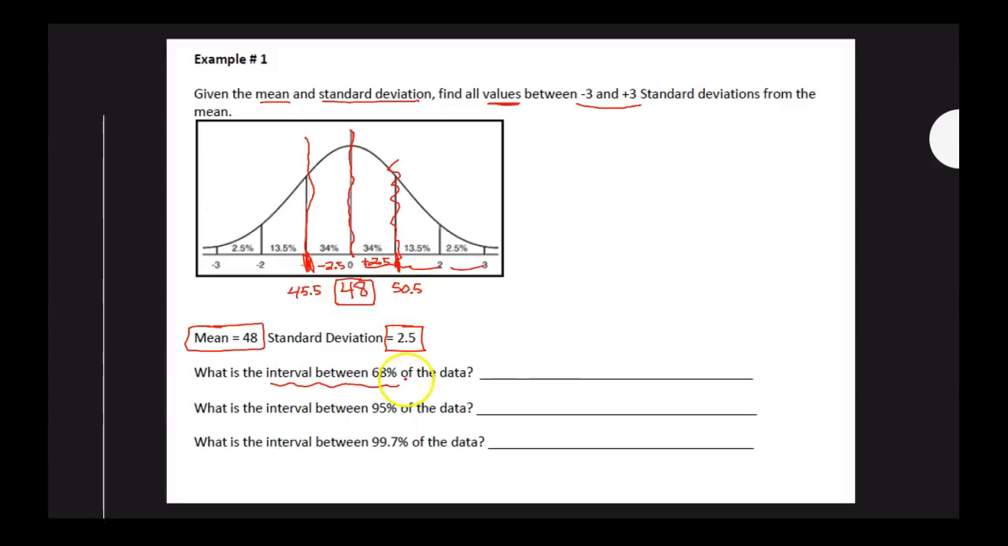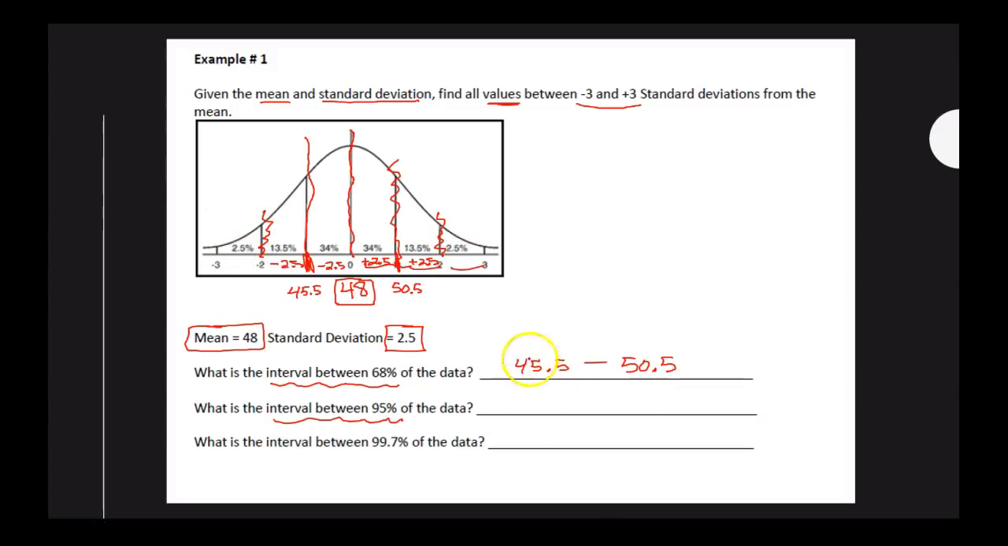So the interval for 68% of the data is 45.5 to 50.5. That includes one standard deviation, which is 68% of the data. If we want the interval for 95% of the data, remember that that is 2 standard deviations. So now we're going to subtract another 2.5 and add another 2.5 to go to the second standard deviation.